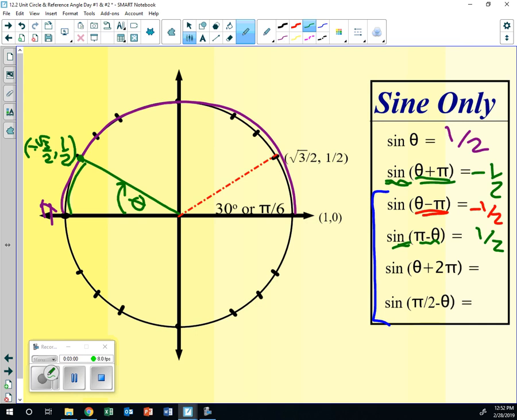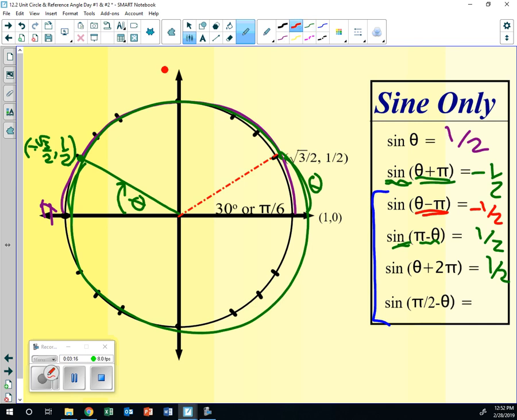The easiest one: start at theta, and then go around the circle once. Where are you going to end up? The exact same place, 1/2 again. You end up at the same coordinate. Now this last one is the tricky one.